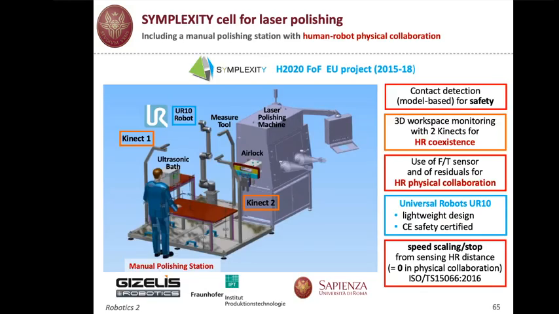We have implemented some of these ideas still in the SYMPLEXITY project on a different cell. There was a second cell intended for laser polishing. Now you can see in these schematics the laser polishing machine. Of course, you cannot enter into this machine, and it's very dangerous. It's completely closed. So the operation of laser polishing does not involve any human-robot collaboration.